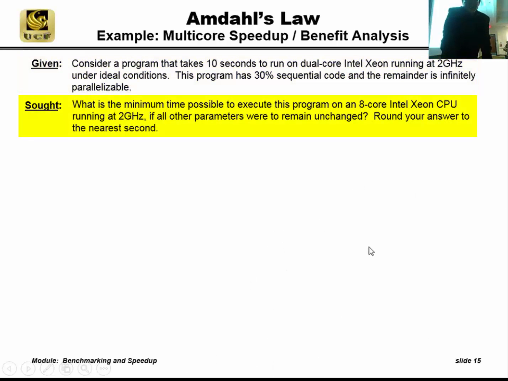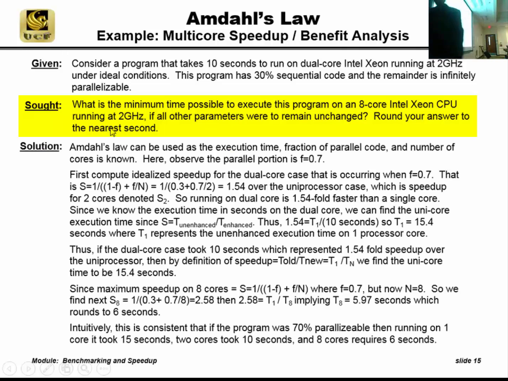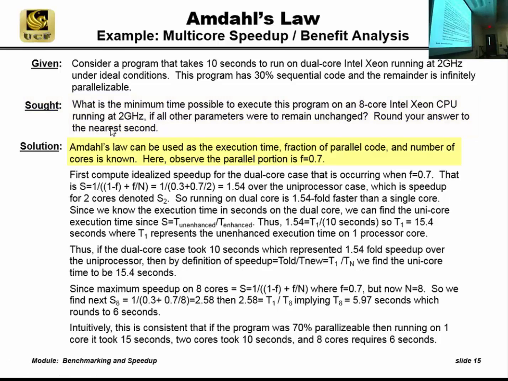Program has 30% sequential code. The remainder is infinitely parallelizable. What is the minimum time to execute this program on an 8-core Xeon processor? Round your answer to the nearest second.